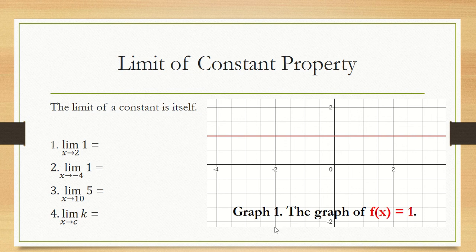So look at this graph. The graph of f of x equals 1. So this is a horizontal line. If x equals 2, it is still 1. If negative 4, still 1. If 10, still 1. So if it is a constant, it means for any values of x, from left to right, the limit of a constant is itself. Okay? So whatever is written there, whatever value of x, just copy it.